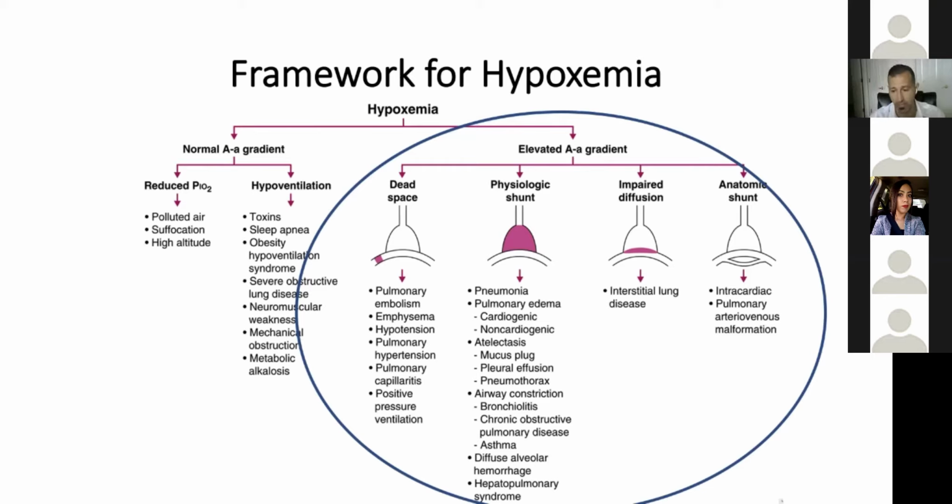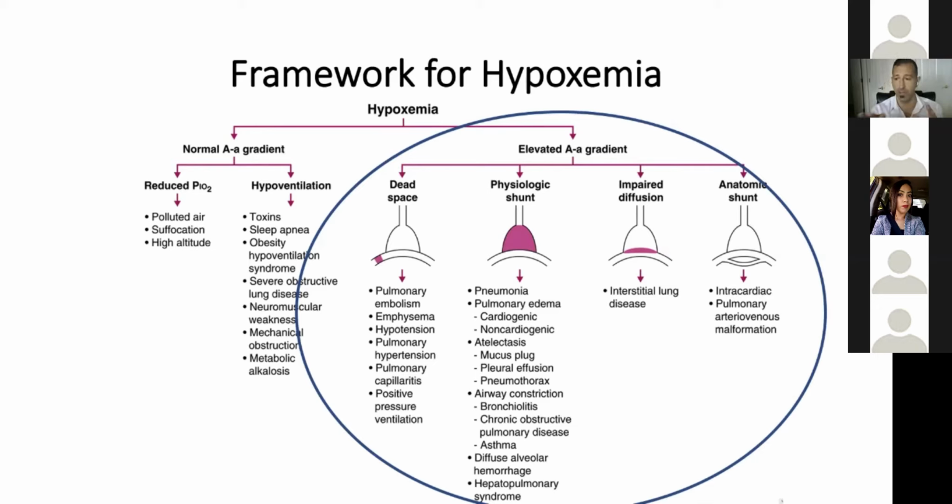Now, on exam, you're going to be looking for orthodeoxia, which is the physical finding of hypoxemia in the upright position that improves when they lie flat. How about, what's another exam finding if you're concerned about a shunt? Because hepatopulmonary syndrome really is a shunt. It's listed under physiologic shunt here because you get dilation of the blood vessels at the base of the lungs.